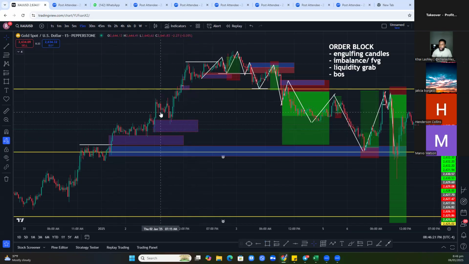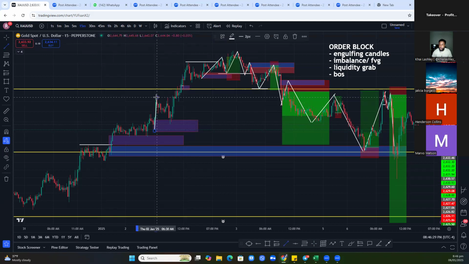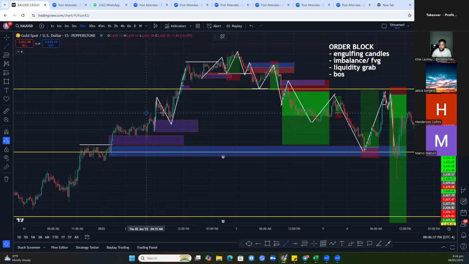Price trades back into it. Your imbalance was up here. Price trades back into it. So up, down, gone. The break of structure: this was the previous highs here. Price continues to trade up here.